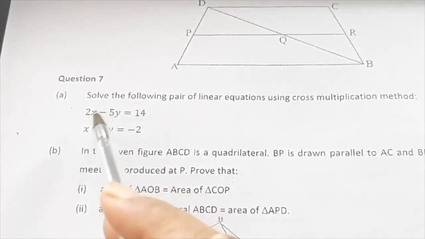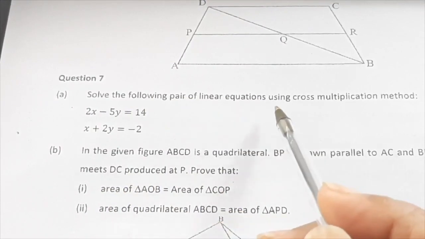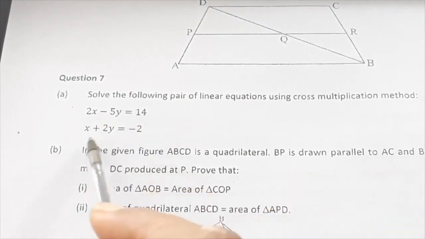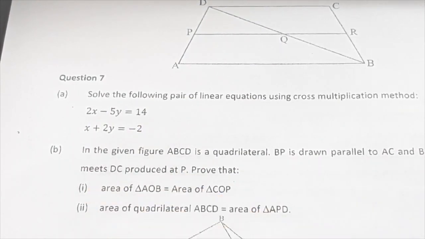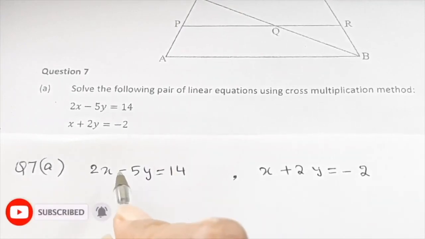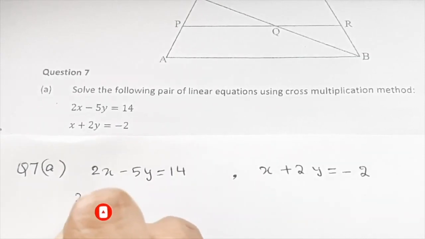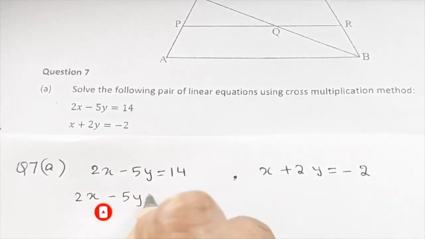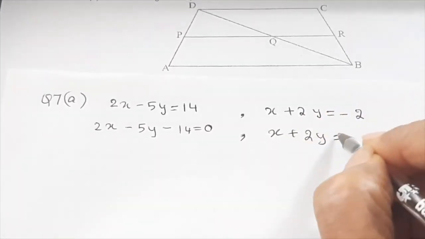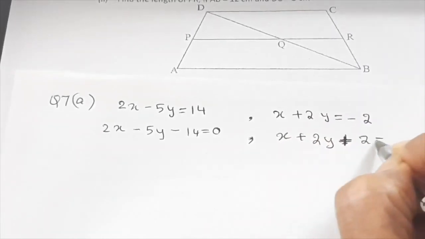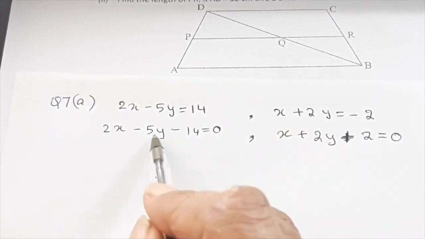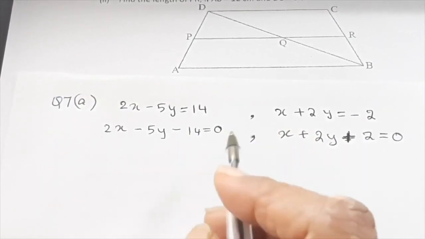Question number 7a. Solve the following pair of linear equations using cross multiplication method, and here we have the two equations. Let us solve them. For the cross multiplication method, we have to bring all the terms to the left hand side, and we have to make it like 2x minus 5y minus 14 equal to 0. The second equation also, x plus 2y plus 2 will be equal to 0.